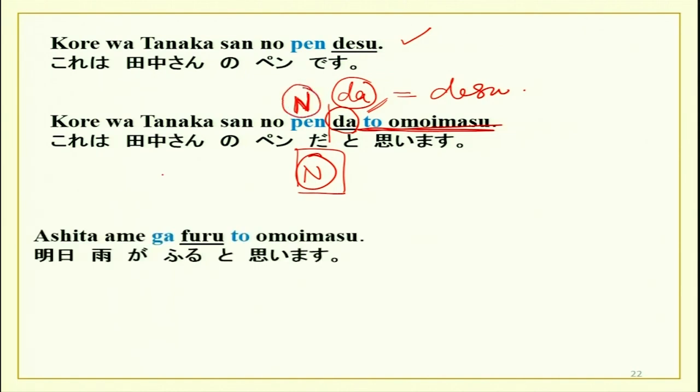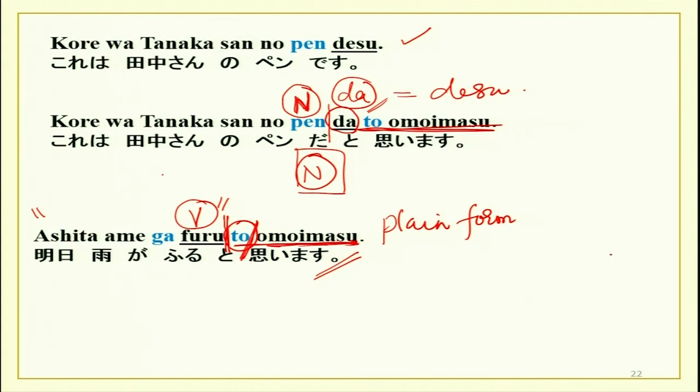Over here we did a noun. Over here we have a verb. So what happens this time? Ashita ame ga furu to omoimasu. So with verbs, before to omoimasu, it will always be in plain form. Now, omoimasu means I think, as I told you, and the particle to be used is to. Whatever is here is what the person who is saying it thinks, in this case thinks because it is in present. If it is in past, then he thought.